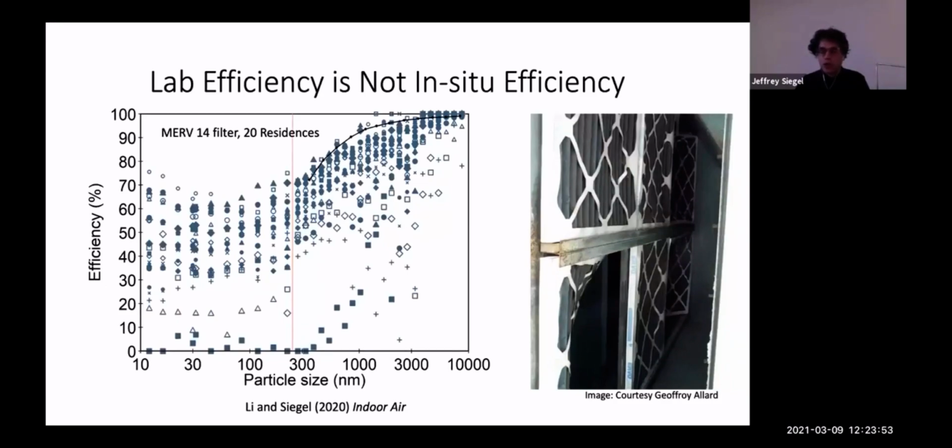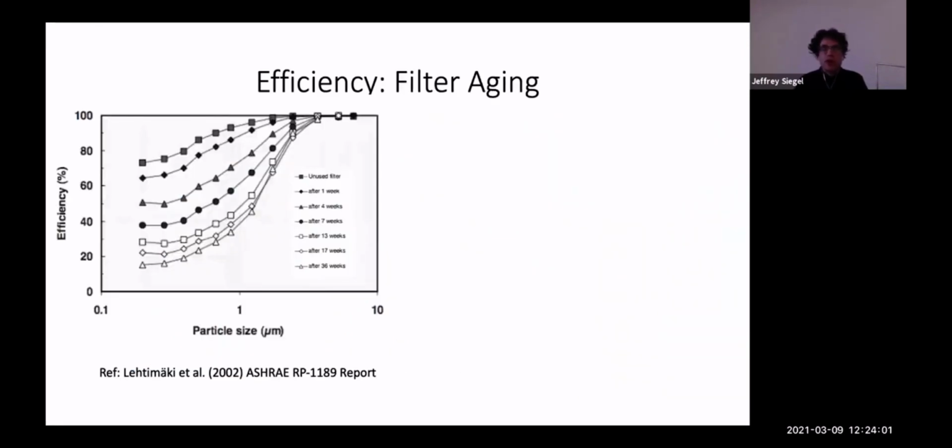And this points to the importance of actually installing filters well if we're trying to use them to protect people in the building. There are other layers of complexity here too. Filters change in performance as they age. So this is some research that was done close to 20 years ago in a Finnish commercial building. And this is a very good filter when it's new. Those are the gray squares at the top.